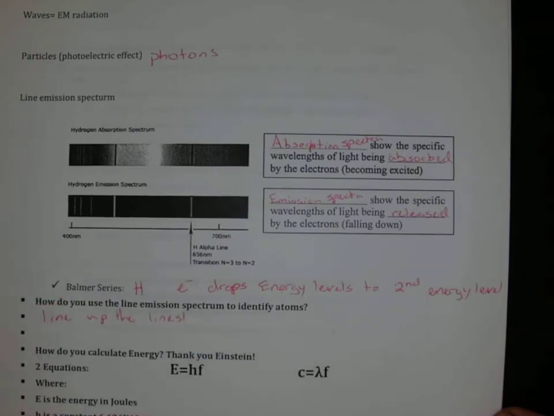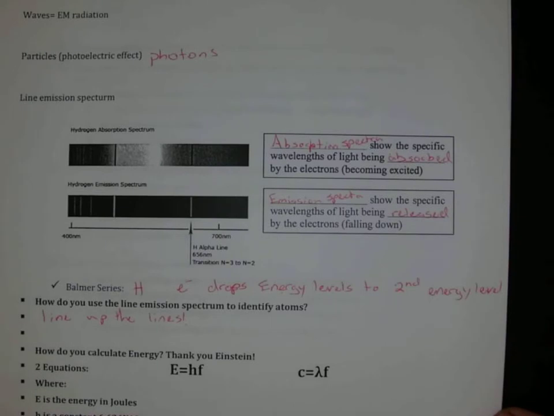Each of these lines is unique to hydrogen. There will be a different set of lines that will be unique to helium, and a different set of lines that would be unique to oxygen. Each element has a specific set of lines that tell us the energies of their energy levels.